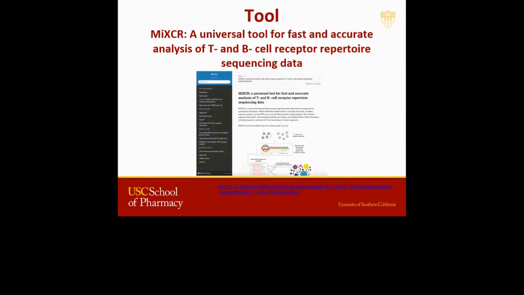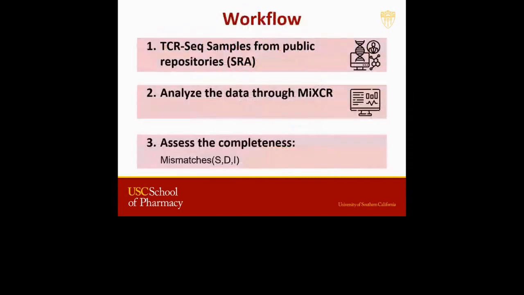Yeah, we're just trying to prove this. And this is just our basic workflow. We just take published data sets from SRA, and then just run the data sets through MiXCR. And then from the output of MiXCR, we just try to analyze the mismatches, which is the substitutions, insertions, and deletions of their V and J genes for VDJ genes.